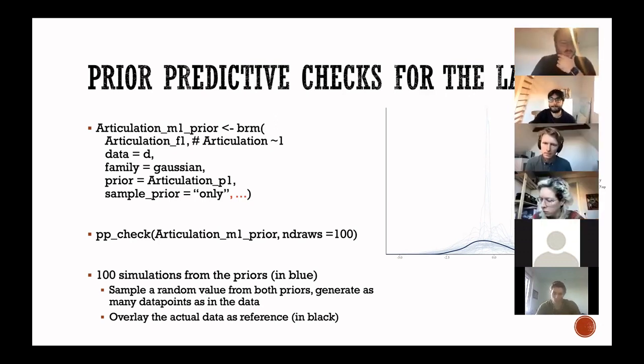Yes, Micah? I just have a small question. I understand that you have a prior on the mean and a prior on the sigma. And then this is drawing randomly from that. So is it that on each draw, it's taking a random mean and a random sigma and then generating a sample distribution and then doing that 100 times?